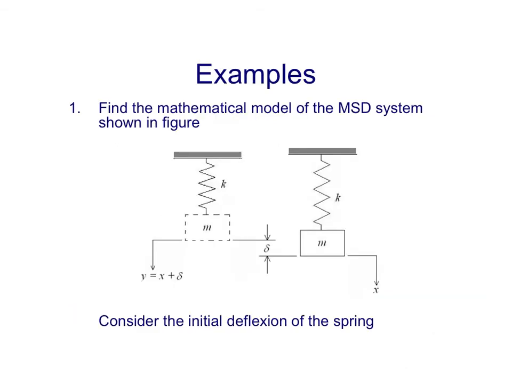Now let's see some examples. Find a mathematical model of the mass, spring, and damper system shown in the figure. Please take a look here. They are asking us to consider the initial deflection of the spring. This initial deflection is named here as delta. So just imagine if you have just the spring, you have a certain position of the end of the spring. Now if you hang this mass from the spring, then what you're going to have is some initial deflection here named as delta. Okay?